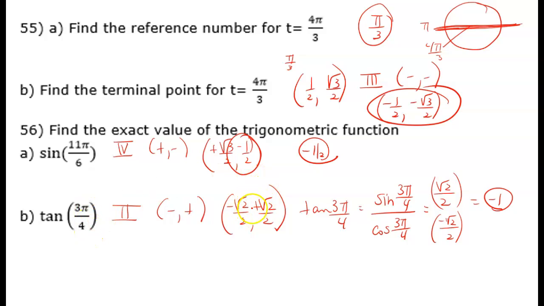Tangent of 3 pi over 4, we know that the coordinates for the pi over 4s are square root of 2 over 2 and square root of 2 over 2. In the second quadrant, it's negative, positive. So tangent is sine over cosine. So we have cosine and sine. So if I divide this by this, they're the same but with opposite signs. So I end up with -1 for my answer.